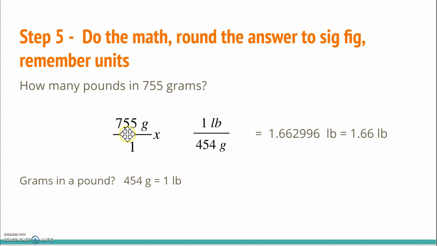But I have to round to the correct sig figs, so let's look at these numbers. So 755 has 3 significant figures. I don't worry about this one. This is 1 pound, so I don't worry about this one, but this is the measured value. So 454 has 3 significant figures, so 3 here and 3 here gives me 3 in my answer, so I just drop off this 2996.